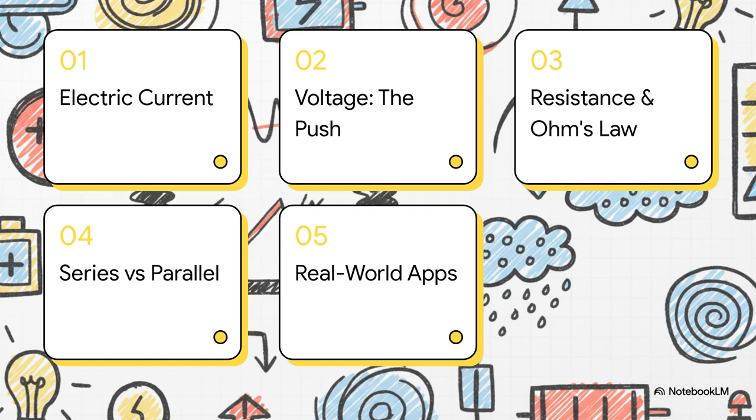Here is our roadmap for the explainer today. First, we'll look at understanding electric current. Second, voltage, which is the driving push. Third, resistance and Ohm's law. Fourth, we'll compare series versus parallel circuits. And finally, we'll wrap up with some real-world electricity applications.